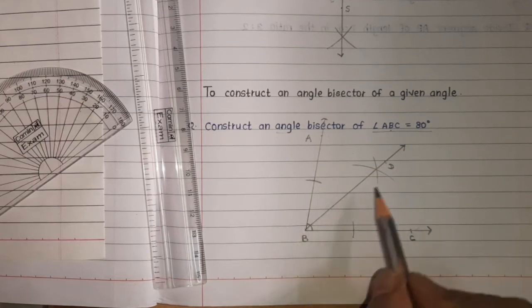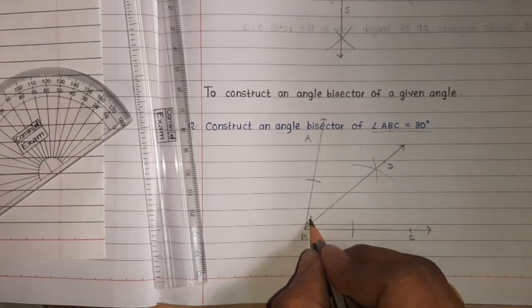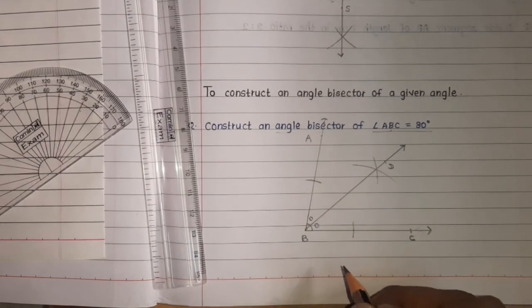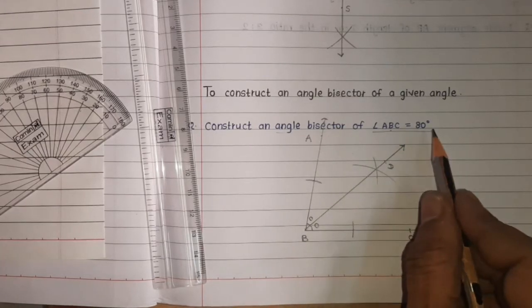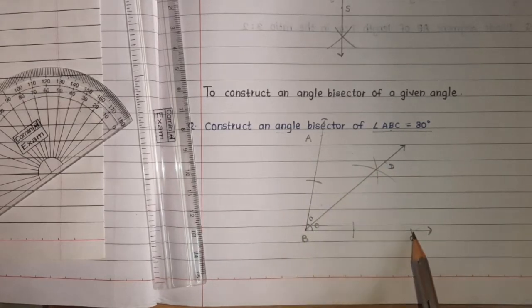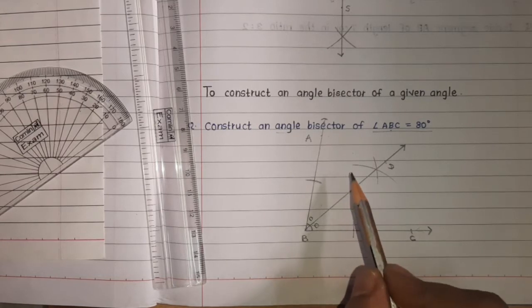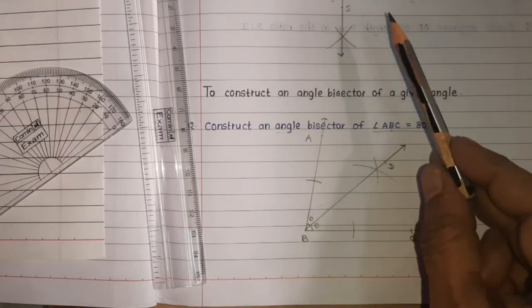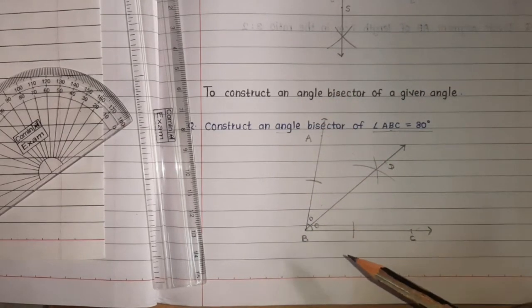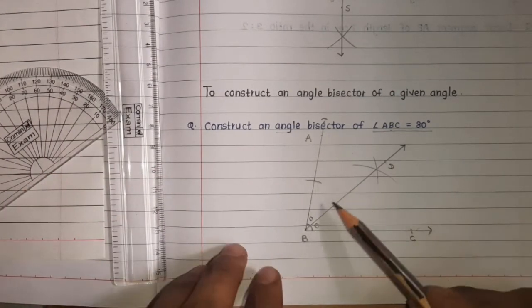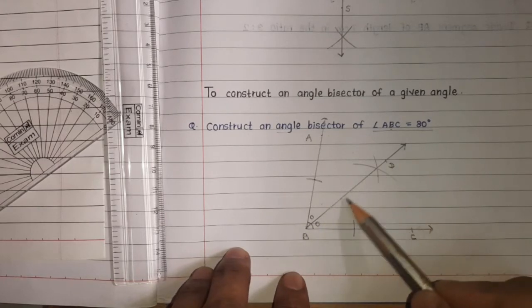Dear student, we got here angle ABD as one angle, and another angle CBD. If we measure angle ABD and angle CBD, both angles are of the same measure. The angle ABC is of 80 degrees. Therefore angle ABD is of 40 degrees and angle CBD is also 40 degrees. This is the angle bisector. Dear student, as we learned one property of the perpendicular bisector, same we have to learn one property about the angle bisector. This ray BD is an angle bisector.